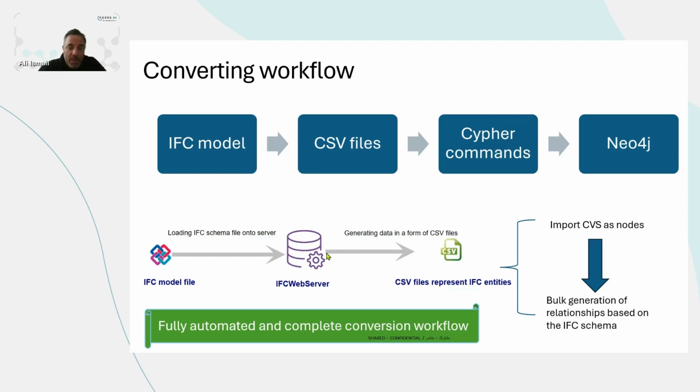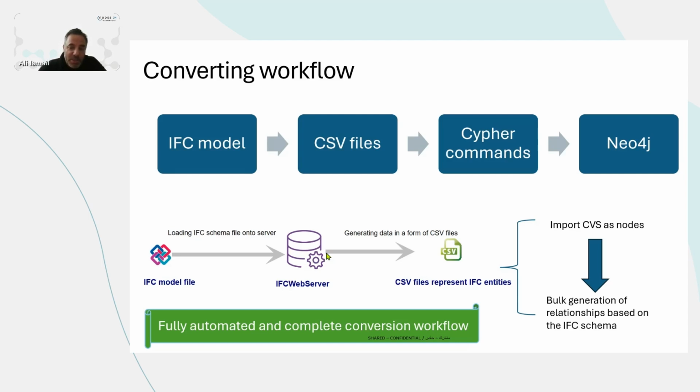So the proposal was to convert this digital model in IFC format to a Neo4j database. We developed a fully automated and complete conversion workflow, starting by uploading an IFC model to a cloud-based data model server, ifcwebserver.org. Then with one automated task, we can generate comma-separated values for all elements inside that model.